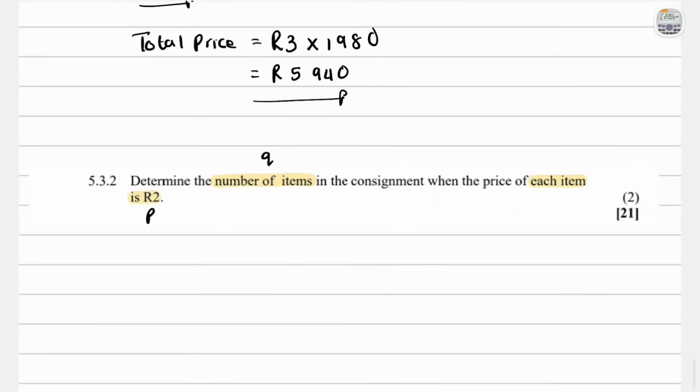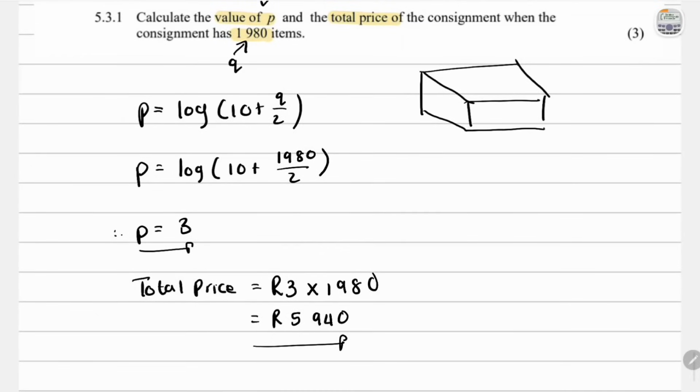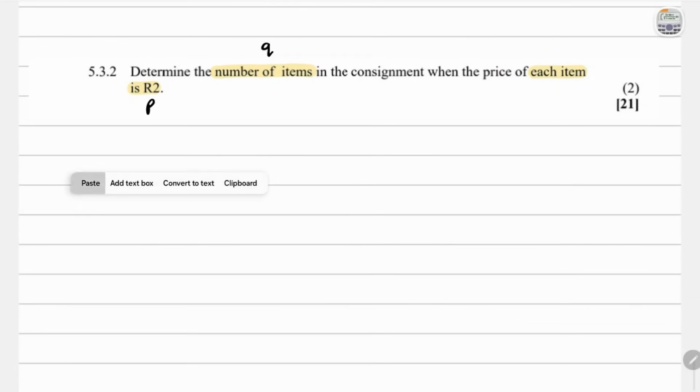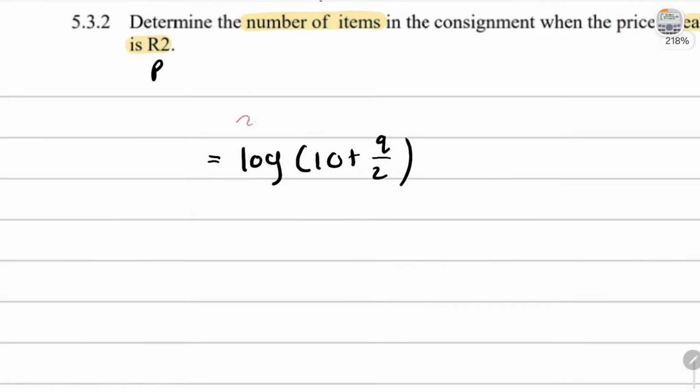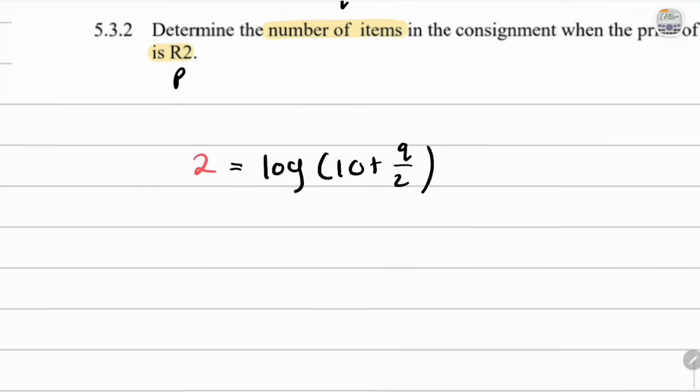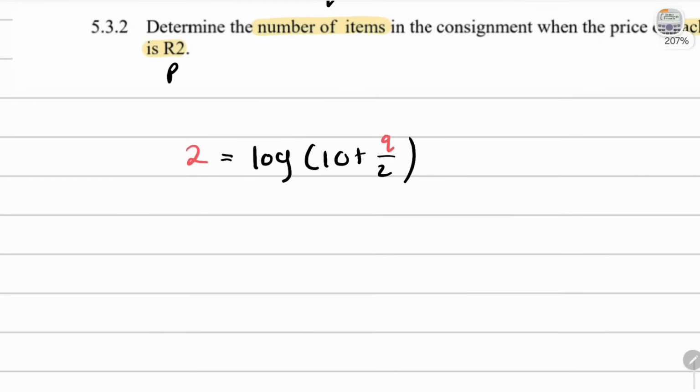We're going to take our formula for P, because this is the only thing that shows us the relationship between P and Q. We'll take this formula and we will substitute. So in place of P, this time we're substituting 2. So in place of P, we'll say 2. And we're going to find Q, and that will tell us the number of items that goes with this unit price of 2 Rand.